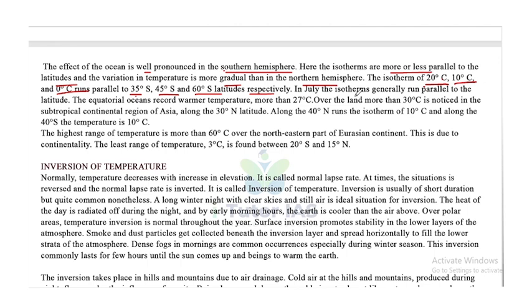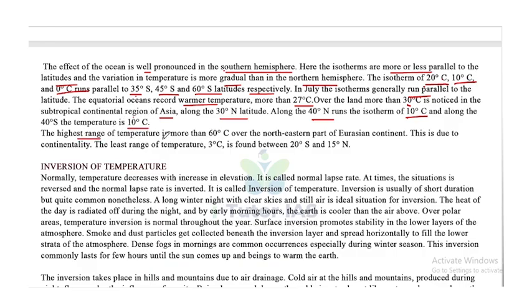In July, the isotherms generally run parallel to the latitude. The equatorial oceans record warmer temperatures, more than 27 degrees Celsius. Over the land, more than 30 degrees Celsius is noticed in the subtropical continental region of Asia along the 30 degrees north latitude. Along 40 degrees north runs the isotherm of 10 degrees Celsius, and along 40 degrees south, the temperature is 10 degrees Celsius.